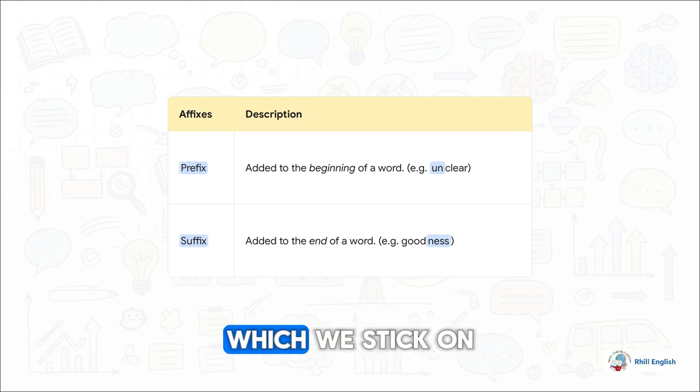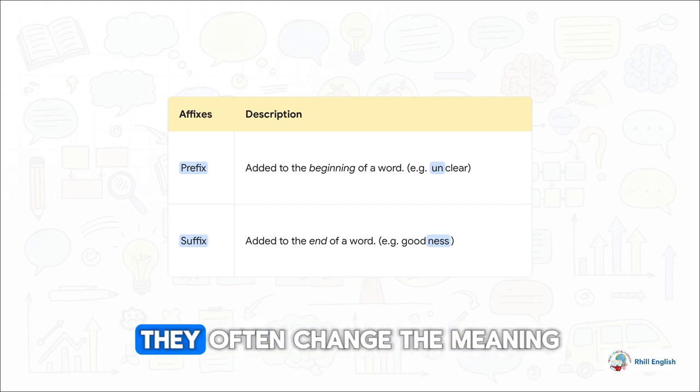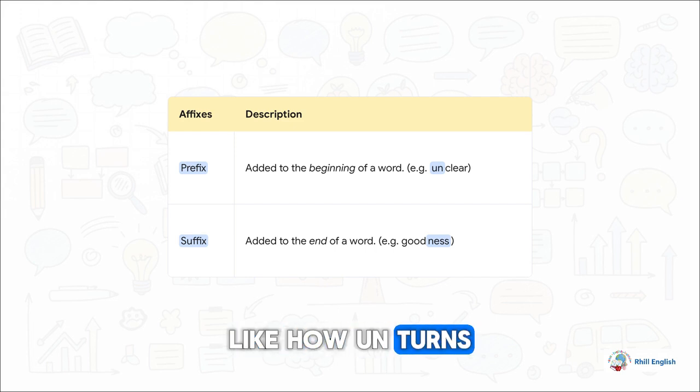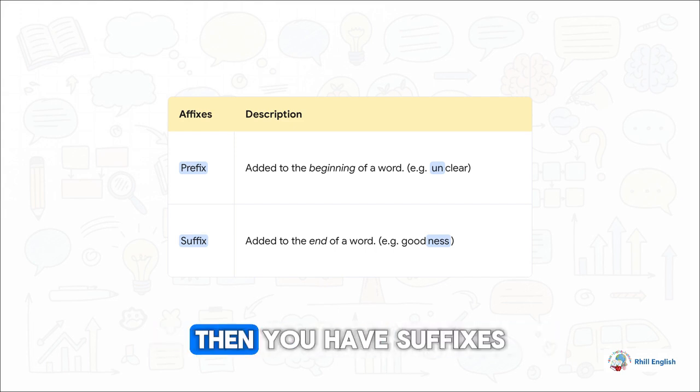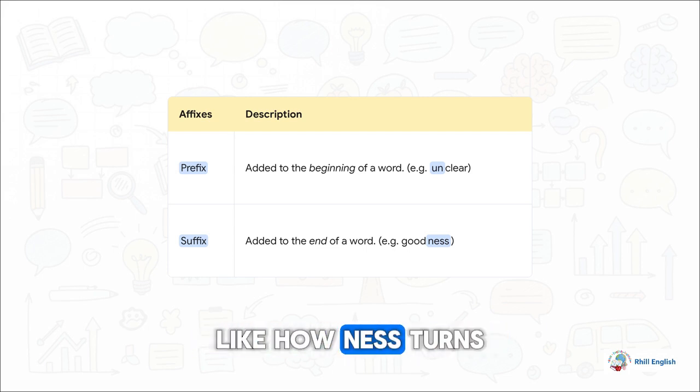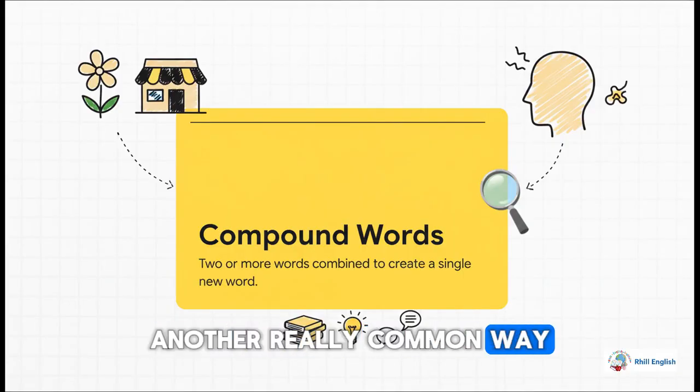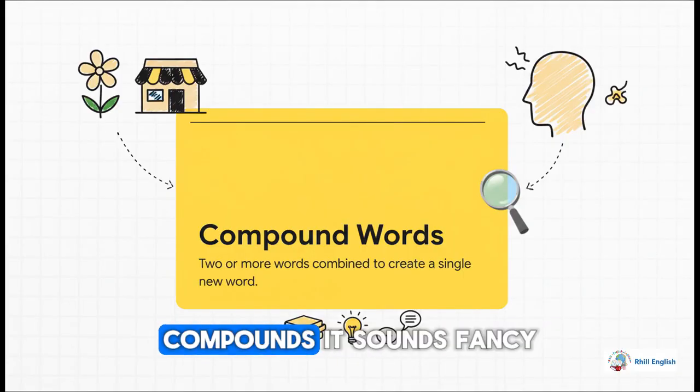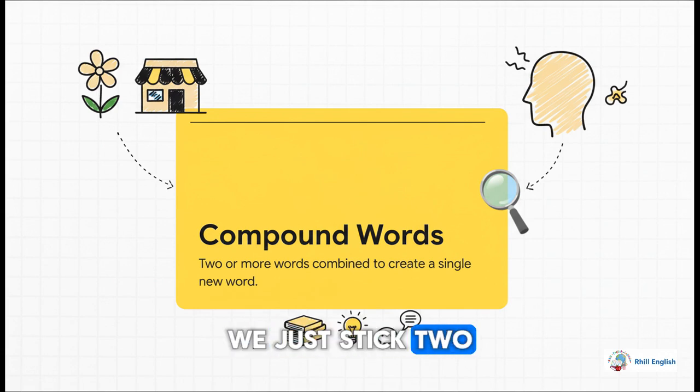You've got prefixes, which we stick on the beginning of a word. They often change the meaning, like how un turns clear into its exact opposite. Then you have suffixes, which go on the end. They can change what the word does, like how ness turns the adjective good into the noun goodness. Another really common way we build words is by making compounds. It sounds fancy, but really we just stick 2 words together to create a brand new one with its own meaning.